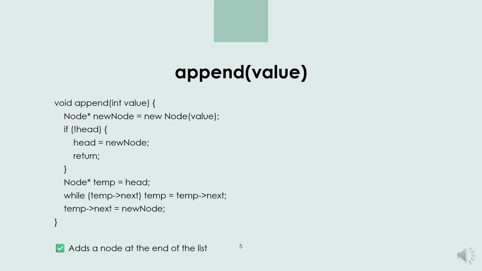Append: void append, and the parameter passed is value. A new node is created; if head is not equal to null, head is equal to new node. Head not equal to null means there is no list present there, so whatever new node we are creating is going to be the head. And then Node temp equal to head, while temp next is not null, temp equal to temp next, and temp next equal to new node. This adds a new node at the end of the list. The append method is used to add a node at the end of the list.